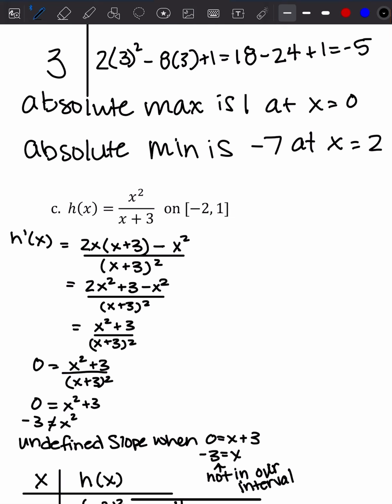The other thing we need to keep in mind is undefined slopes. So when the denominator is equal to 0, that would happen at negative 3. This is not on our interval, so we don't have to worry about that either.